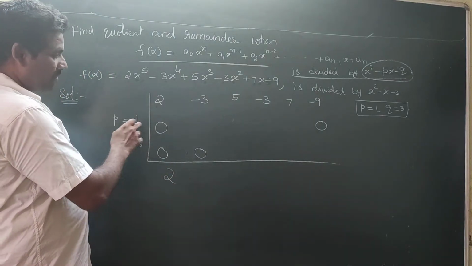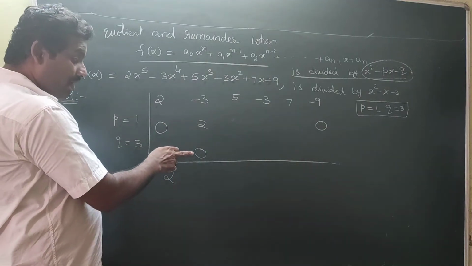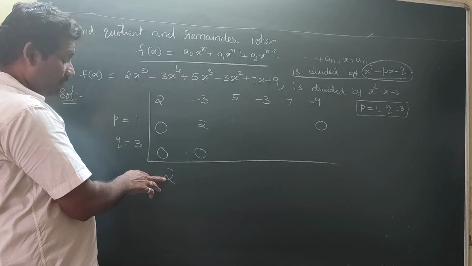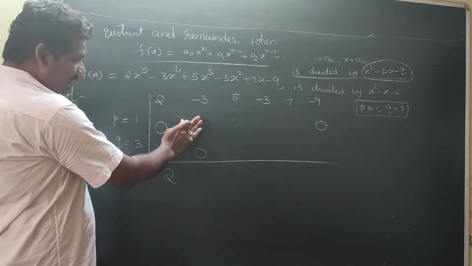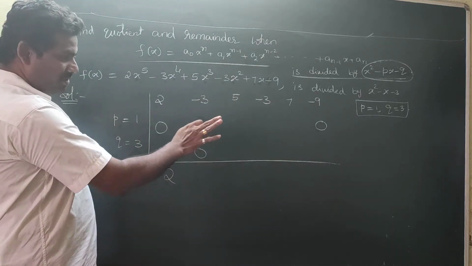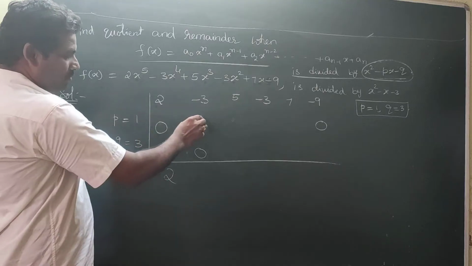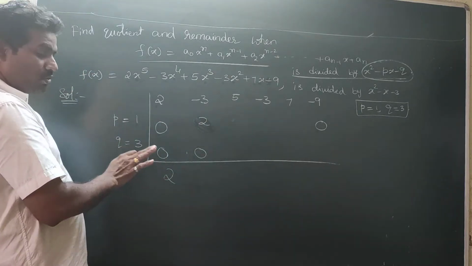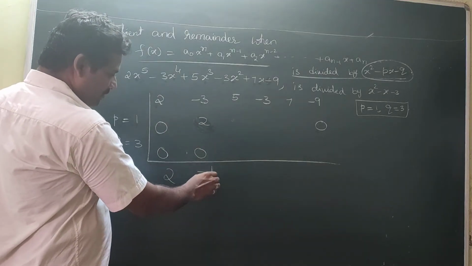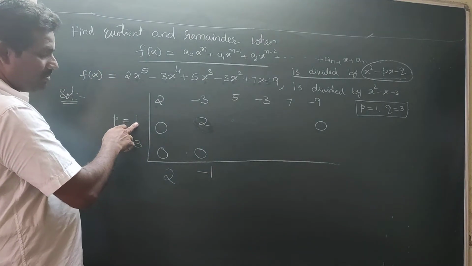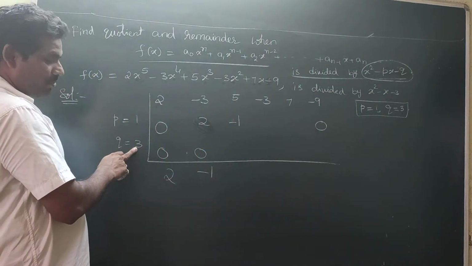What about 2 into 1? 2. What about 2 into 3? 6. But here we already put 0, so no need to start with the second row. Only you have to multiply with the first row again. Now 2 plus 0 plus 0, 2. What is 2 into 1? 2. This we will not do right now, in the next step. Minus 3 plus 2, minus 1. Minus 1 into 1, minus 1. And observe the 2 into 3 you have to do.